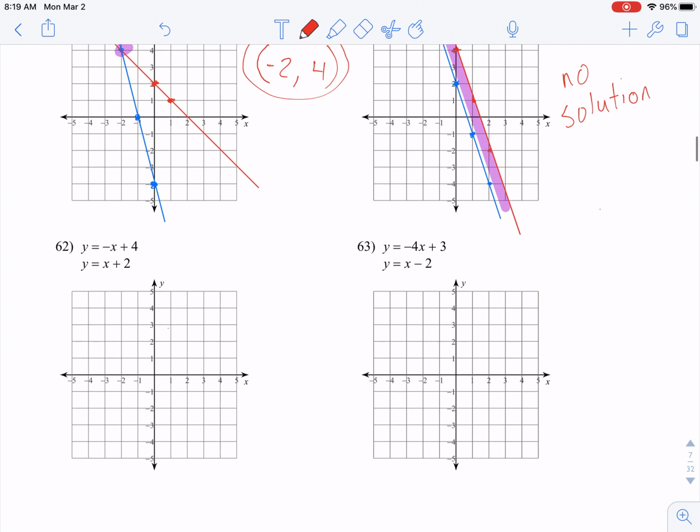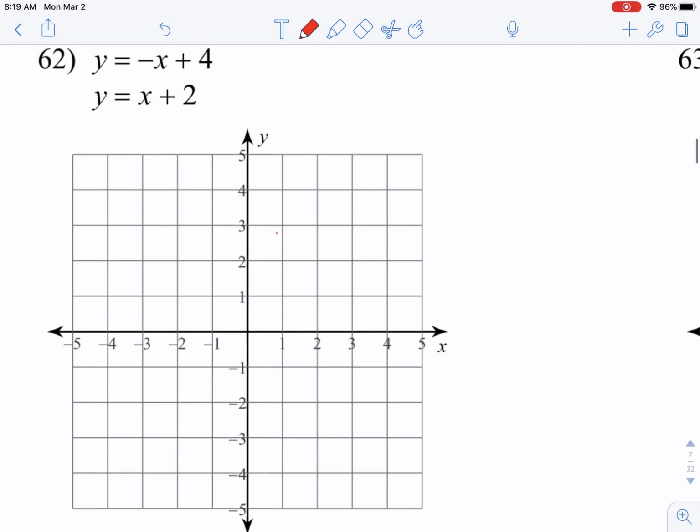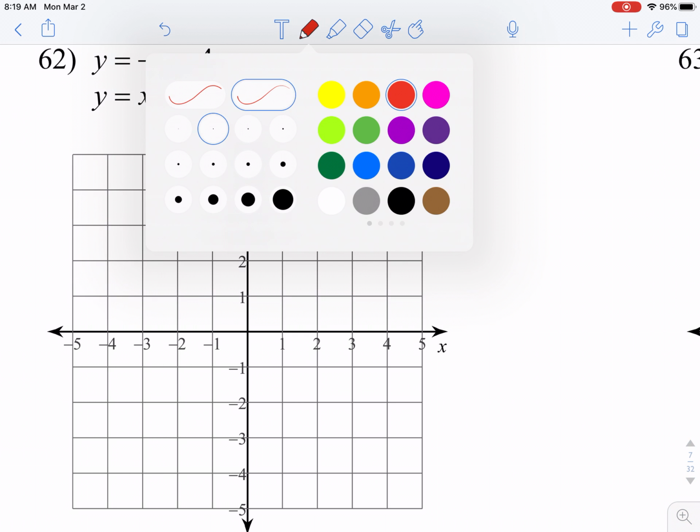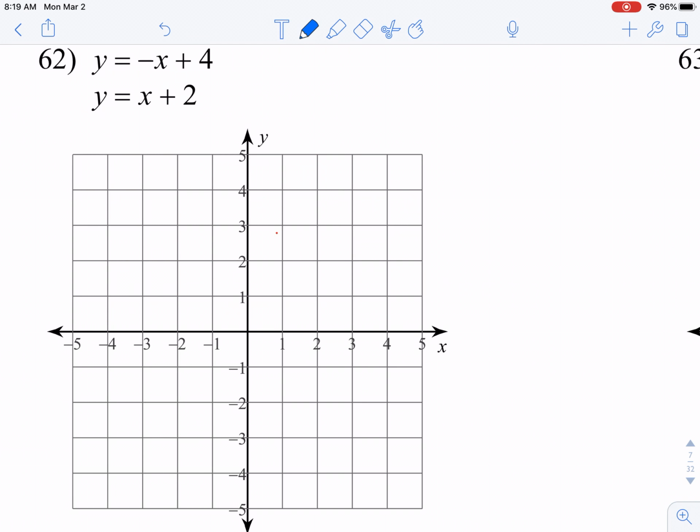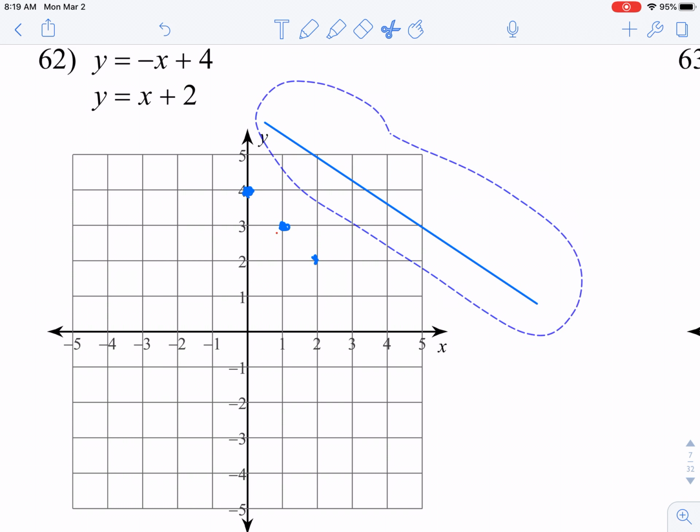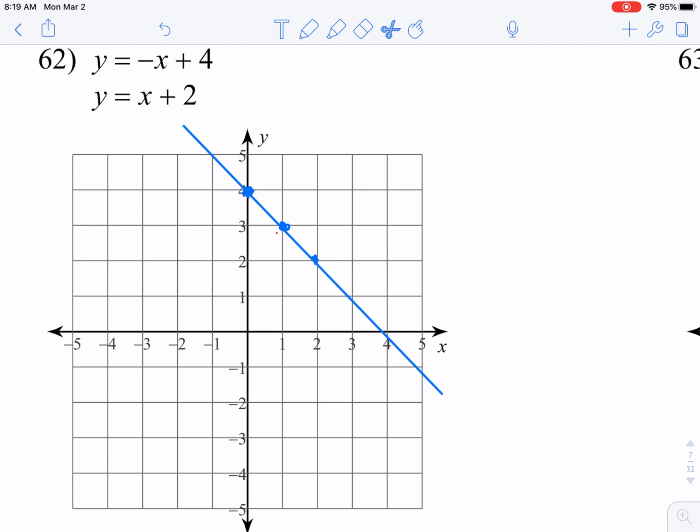Now let's take a look at number 62. Again, we're going to do the top one in blue. Positive 4 tells me to start right here. Negative x means go down and 1 to the right. Again, make sure you use a ruler so that you're graphing your line as straight as possible.